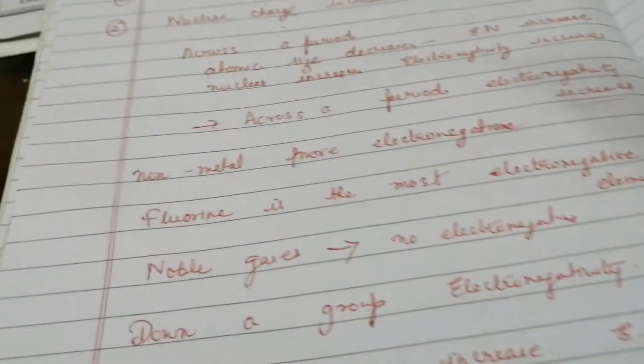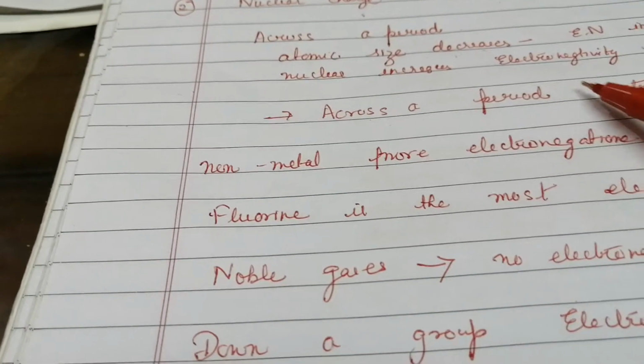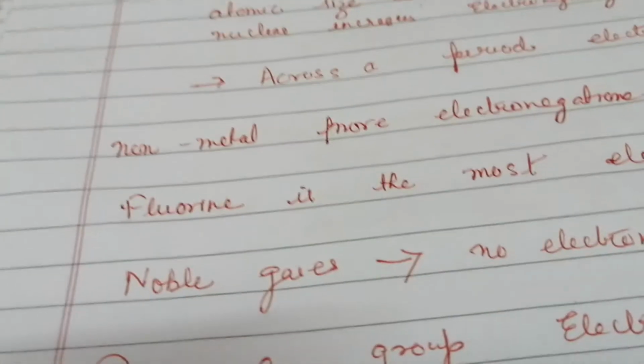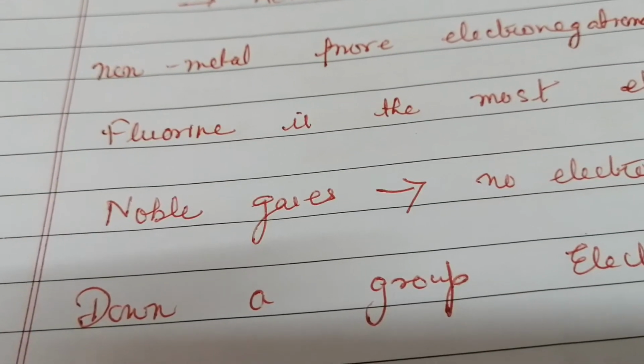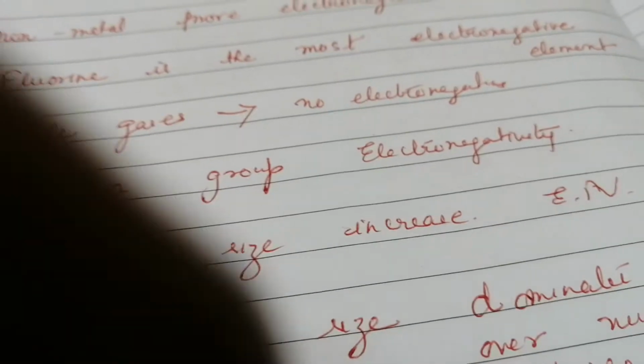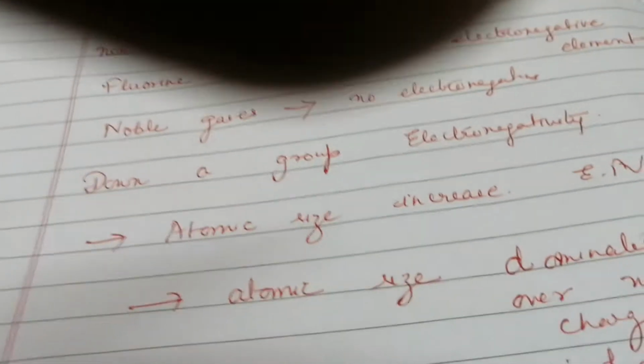So what we have seen here is that electronegativity increases across a period from the alkali metals till the halogens, and fluorine is the most electronegative element. And down a group, the electronegativity decreases.